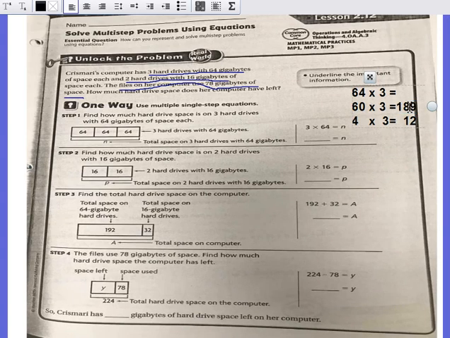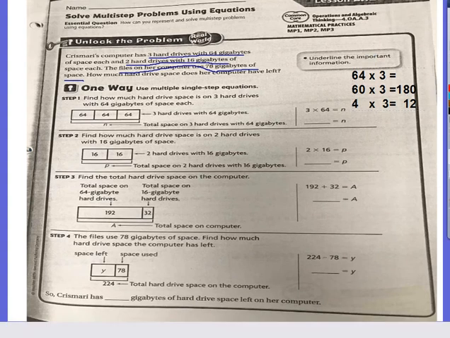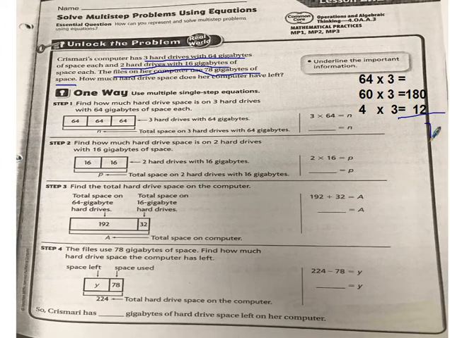Okay, there we go. So now I'm going to go 0 plus 2 is 2, 8 plus 1 is 9, and then bring my 1 down. So 3 times 64 is 192. That's what we have with 3 hard drives with 64 in each.